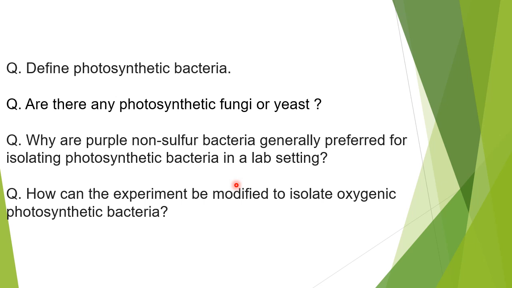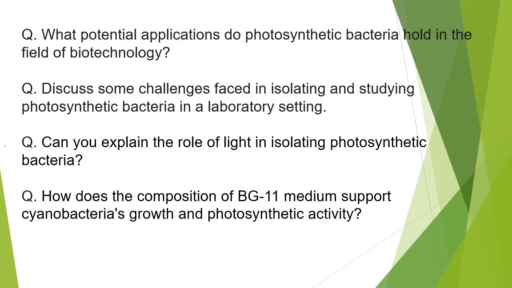Okay, so that's the reason why mainly purple non-sulfur bacteria are preferred. Now, how can the experiment be modified to isolate oxygenic photosynthetic bacteria? To isolate oxygenic photosynthetic bacteria, the isolation medium needs to be modified. That means you need to include a bicarbonate buffer system that allows them to utilize carbon dioxide as a carbon source.